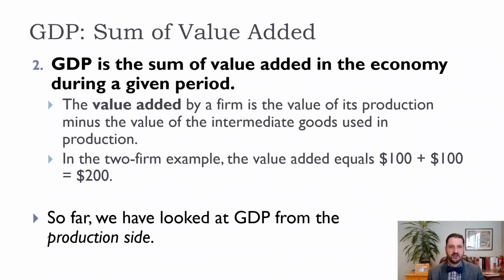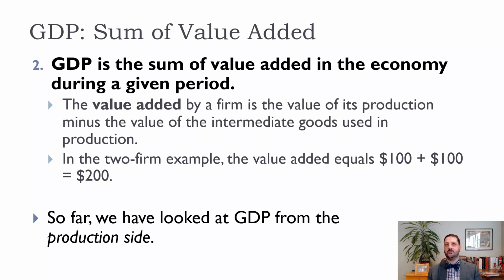So what do we mean by value added? Well, we start with revenue, right? And then we subtract off all of the intermediate goods. So the value added by a firm is the value of its production, that's its revenue, minus the value of the intermediate goods used in production. So how much value did the firm contribute to what it sold, right?